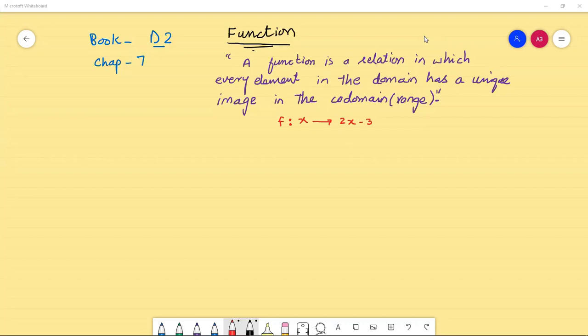Today we are going to start from book D2 and chapter number 7, that is function. What is function? A function is a relation in which every element in the domain has a unique image in the codomain, that is also called range.